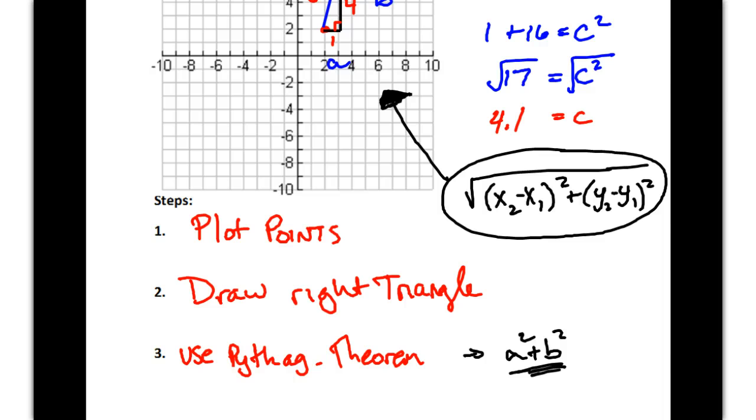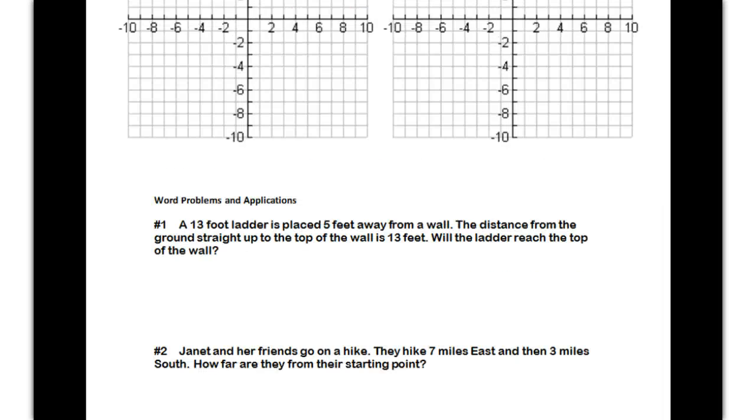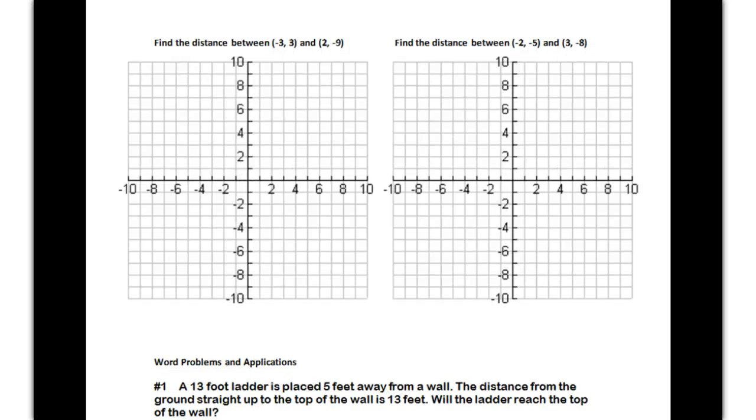Okay, so next question, we'll go ahead and do our steps. Plot your points. We got negative 3, 3, and 2, negative 9. Remember, it's always x, then y. So we're going over to 2, down to negative 9. And here we have a pretty big triangle, so we'll draw on that right triangle.